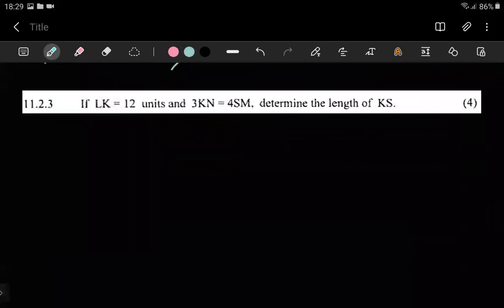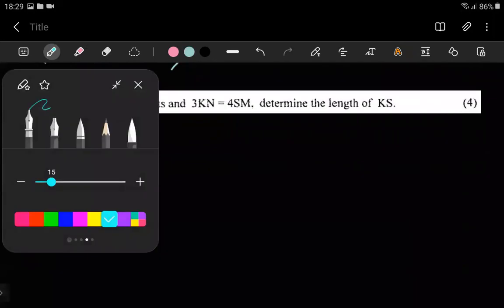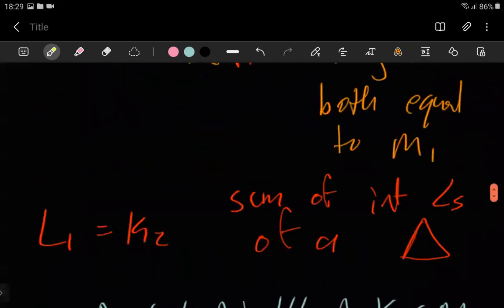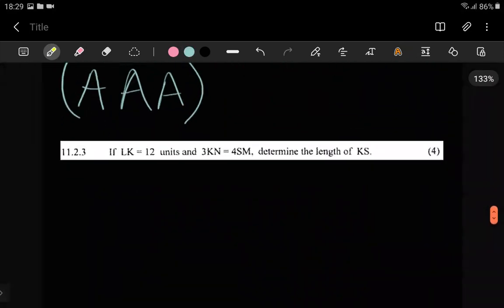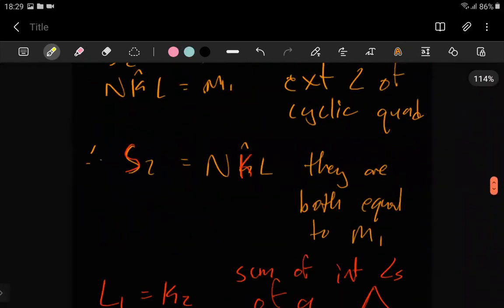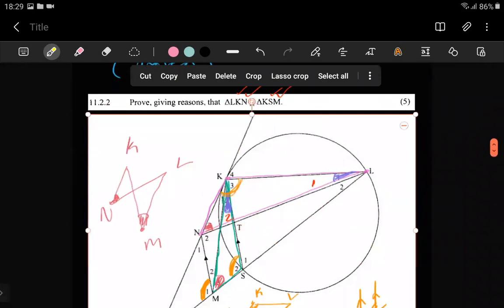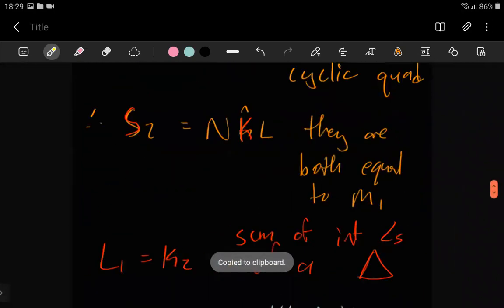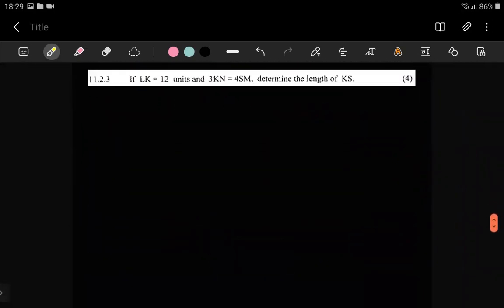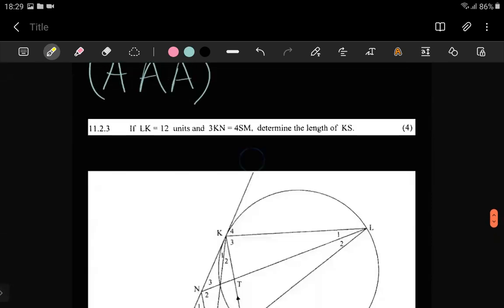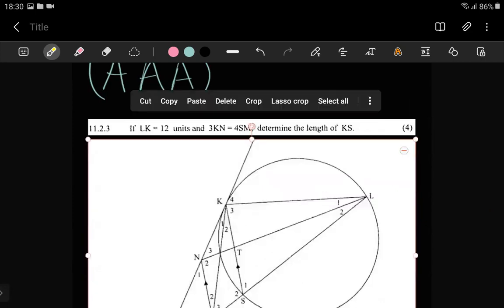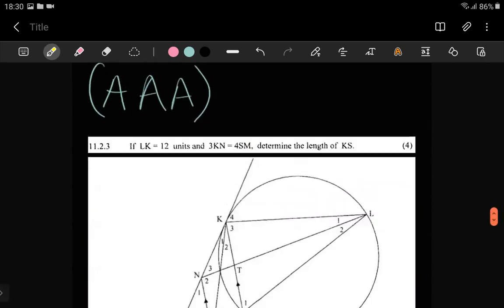But anyways, so we have a new question, right? Based on whatever we have just answered, which is this similarity question, we cannot forget it. We have to try and make use of it in this question. And our sketch is important because this question is already talking about ratios. They say here, if LK is 12 units. So where is LK? LK is that line over there.